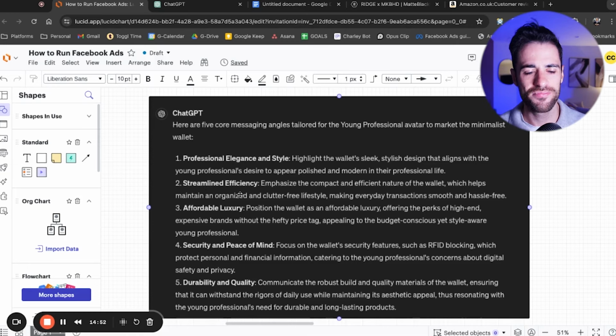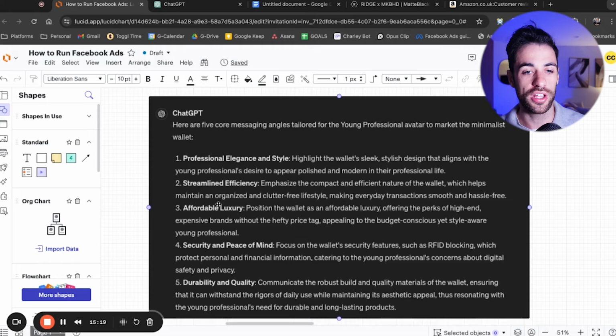Streamlined efficiency. What does that mean really? Okay, emphasize the compact and efficient nature of the wallet. That to me is really the angle, which helps maintain an organized and clutter-free lifestyle, making everyday transactions smooth and hassle-free, right? So I would really say that's 2 different marketing angles. One angle is compact, because traditional wallets might be fat. Compact, that's different. So that's a messaging angle we can focus on. And then the second one would be organization.